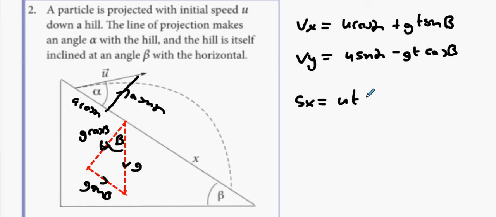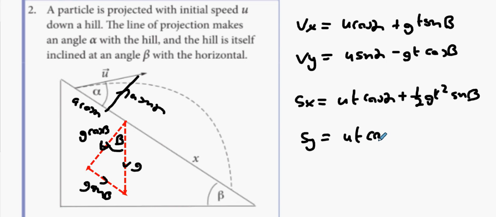All right, next one, Sx: Ut cos alpha plus a half Gt squared sine B. And finally, Sy is Ut sine alpha, minus a half Gt squared cos B. And you're done.